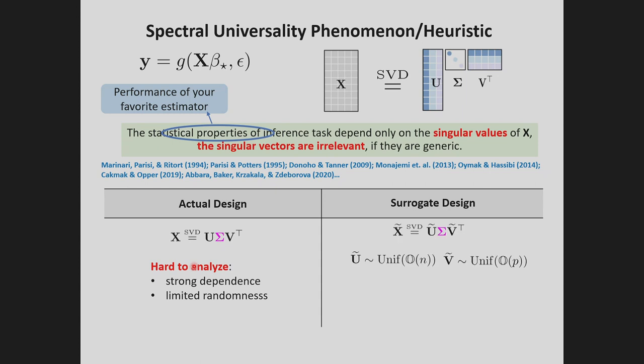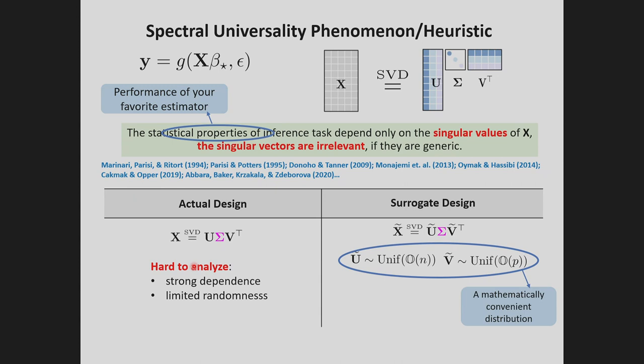The way this surrogate design is constructed is that you preserve the spectrum of your original design. So X and X tilde share the same singular values; the sigma, in magenta, is the same for the two designs. But while constructing your surrogate design, you sample the left and right singular vectors as uniformly random orthogonal matrices. Maybe the reason to do so is that this is the most mathematically convenient distribution for your singular vectors. And if the singular vectors don't matter, then you might as well assume them to be what is easiest to work with, right?